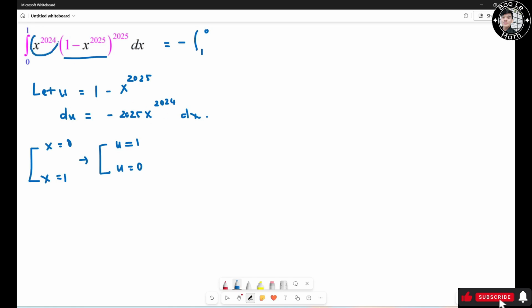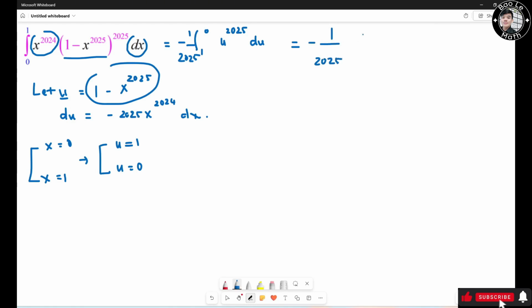So you have s to the 2024 times ds right here equals du divided by negative 2025, right? So negative 1 over 2025 and you put du right here, right? Now 1 minus s to the 2025 equals u, right here. So it could be u to the 2025, right? So if you take antiderivative of this one, it's going to be negative 1 over 2025 times u to the 2026 over 2026 evaluated from 1 to 0, right?